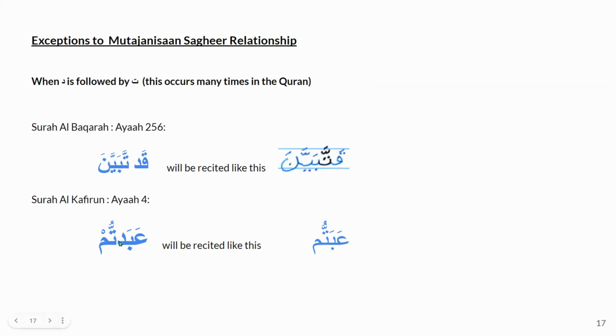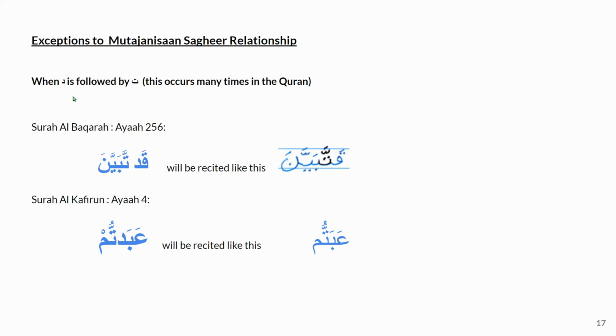Another example from Surah Al-Kafirun, ayah number 4, the word is a'battum. We will not recite letter Dal, and we will directly go to letter Ta. That's why you can see letter Ta has a shadda indicating idgham kamil. And instead of reciting it like this, abadtum, we recite it like this, abattum.